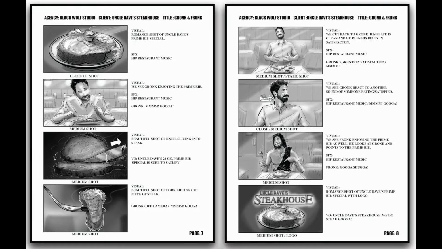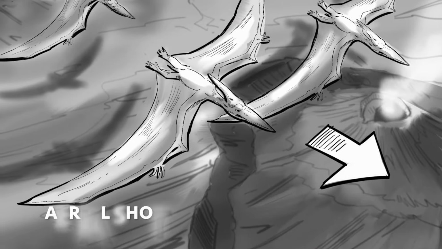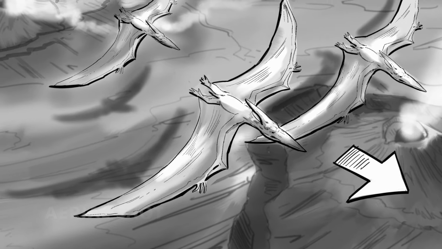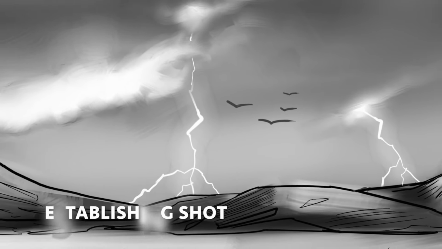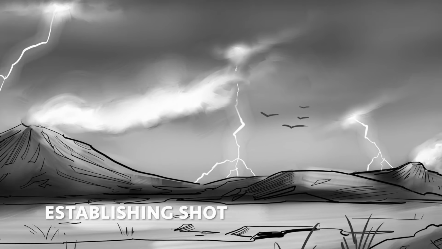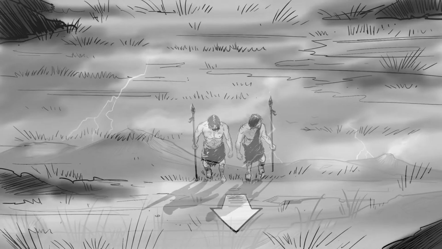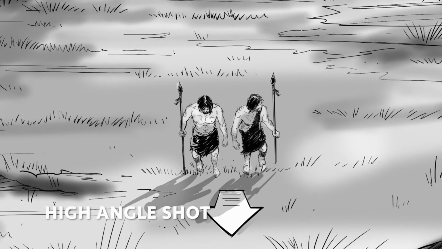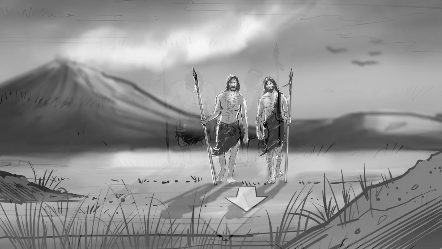You can slow things down if you want to read it, but mostly in this lesson we're going to be speaking about the different shots. So we're going to open up on an aerial shot, which is clear. We're from a high angle, aerial, in the air, looking down at these prehistoric creatures flying around. And then we're going to move into an establishing shot, showing the whole prehistoric environment with lightning and volcanoes and the whole atmosphere. And then we're going to be at a high angle shot, looking down at our two heroes as they walk into this prehistoric environment.